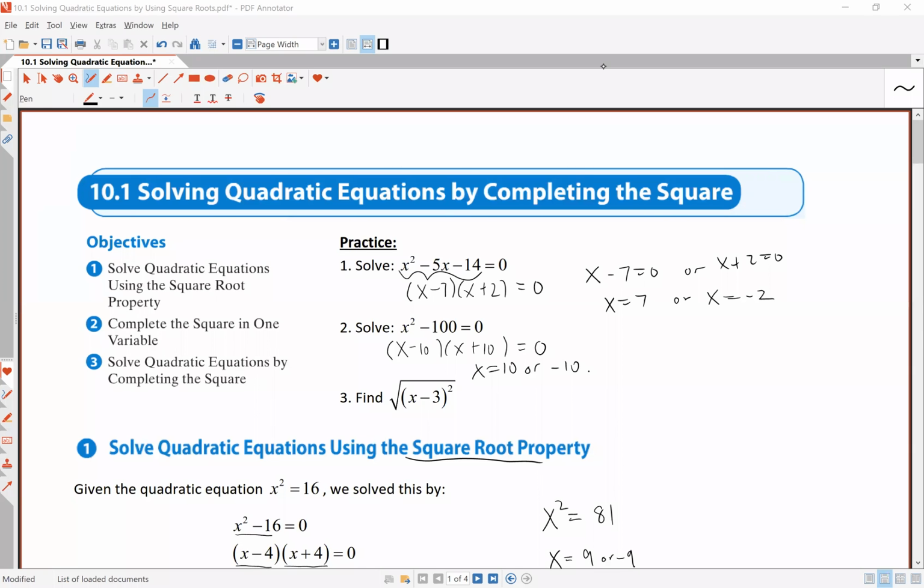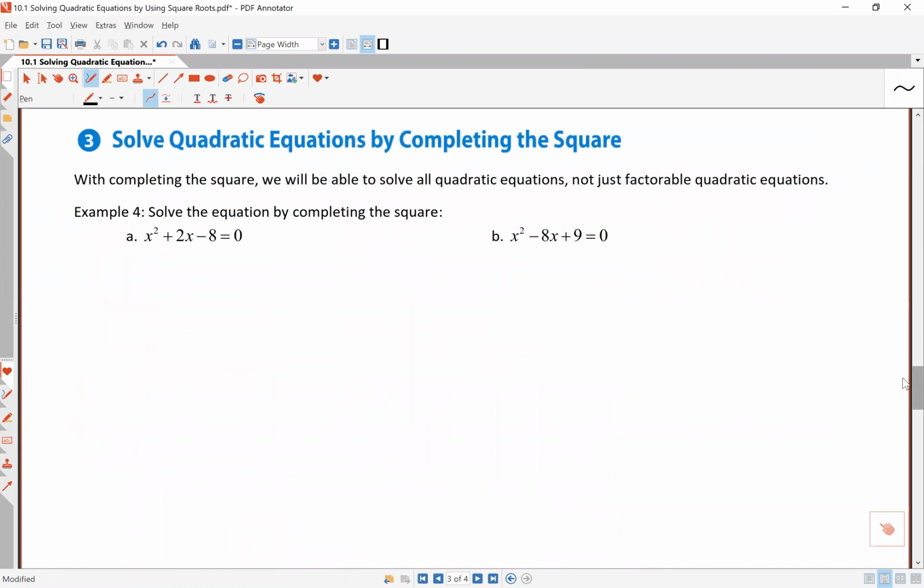This video covers section 10.1, solving quadratic equations by completing the square. Objective 3, solve quadratic equations by completing the square. With completing the square, we will be able to solve all quadratic equations, not just factorable quadratic equations.